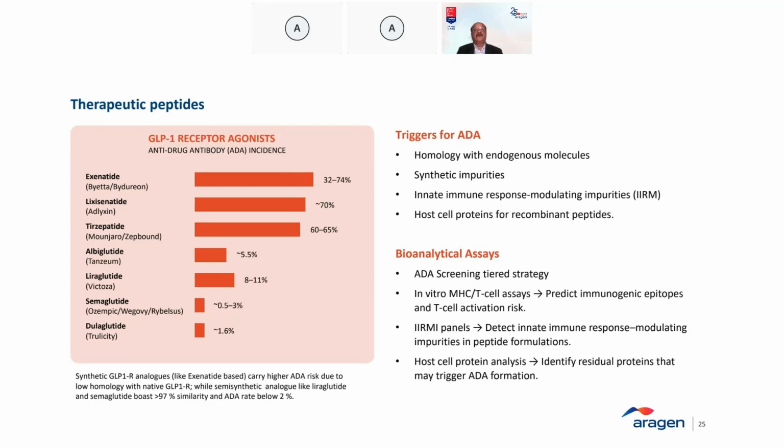So for the assays we do, as I said, a gold standard ADA screening tiered strategy is done. Along with that, one performs in vitro MHC or T cell based assays to predict immunogenicity, epitopes, and T cell activation risk. We have specialized innate immune response modulating impurity panels. Against that, one has to see if there are any IRM related peptide impurities. And one also looks at host cell protein analysis to confirm that you do not have any additional triggers in the molecule that you're administering.